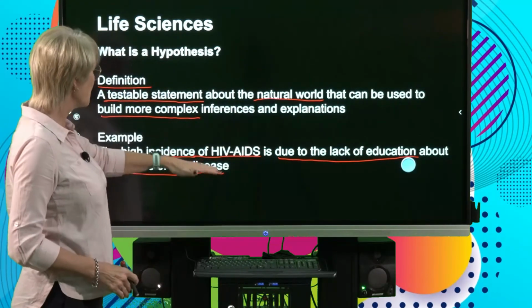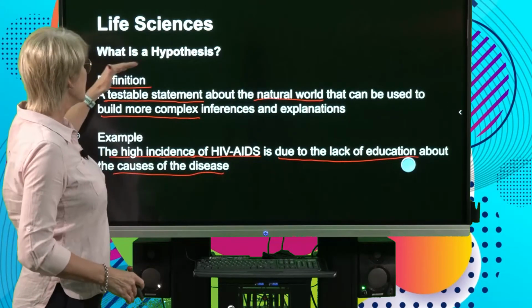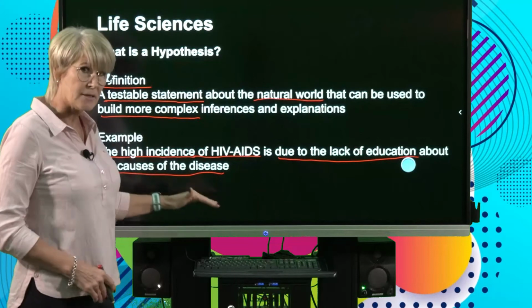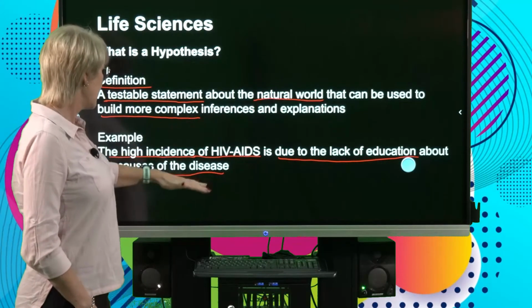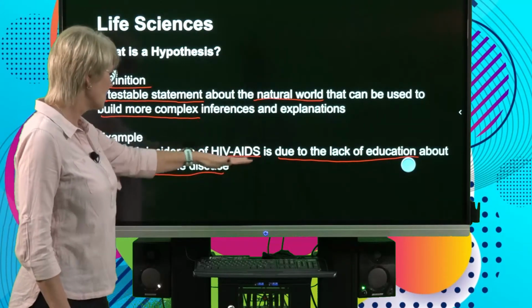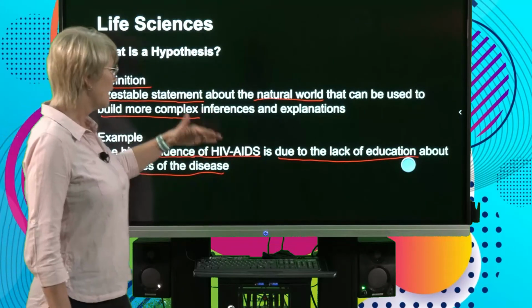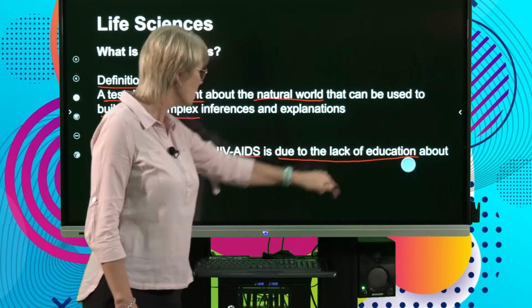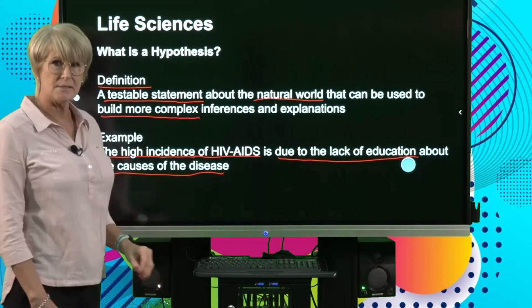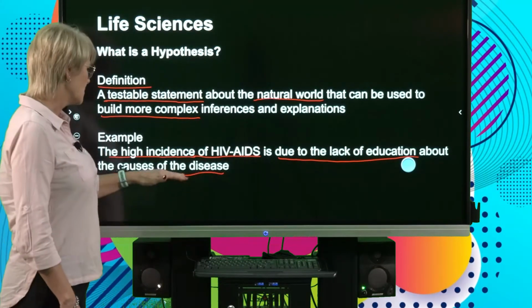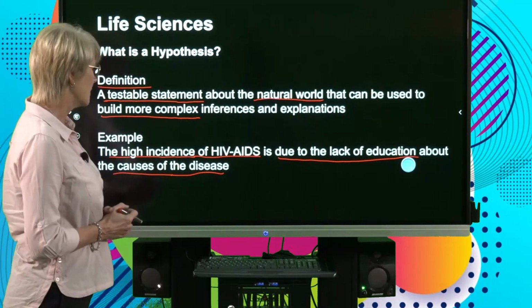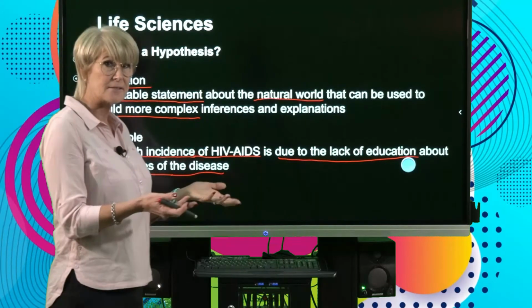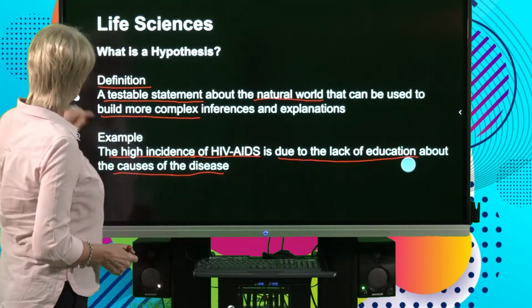Okay, and that's why we always say that a hypothesis is a testable statement. So I now need to go and see that if this is the case, is the fact that there's so much HIV in the world due to the fact that very many people don't know what causes the disease and possibly how it is spread and things like that? So it's a statement that I can now go and test. All right.